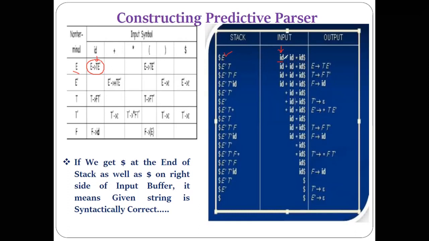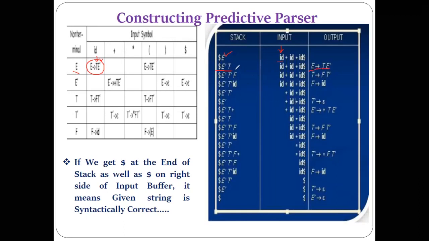So in order to derive the ID, you have to see which production rule you should utilize. So you have to see E on ID in the parsing table. E on ID in the parsing table is telling us which production rule you should utilize? E derives T E dash. So for that, in order to get the second step, we have to utilize the production rule E deriving T E dash.